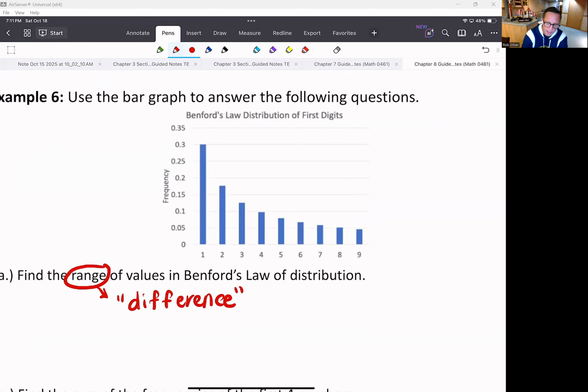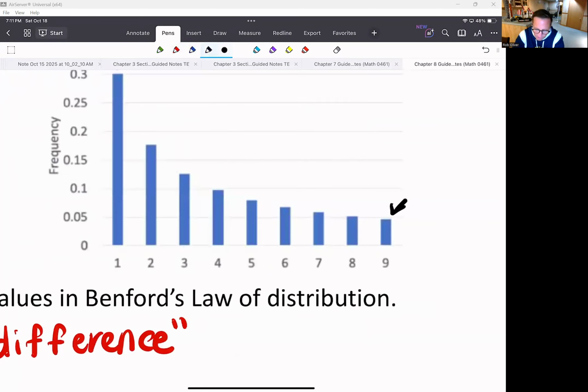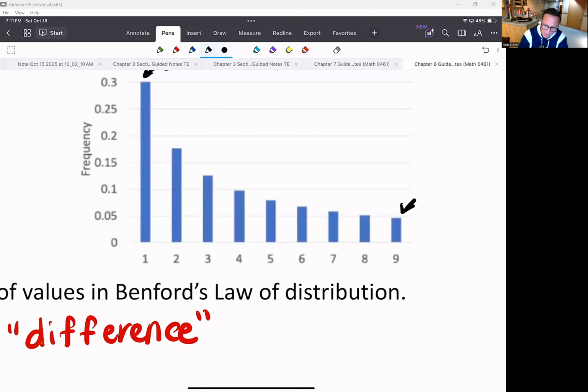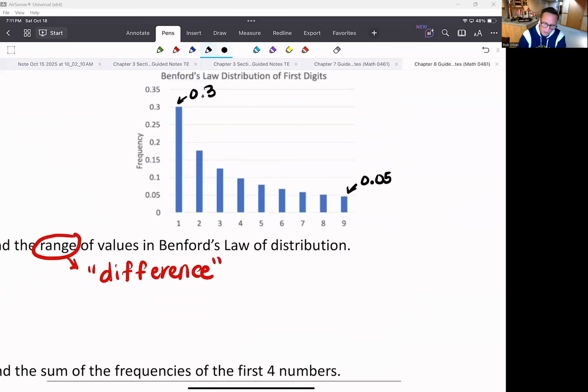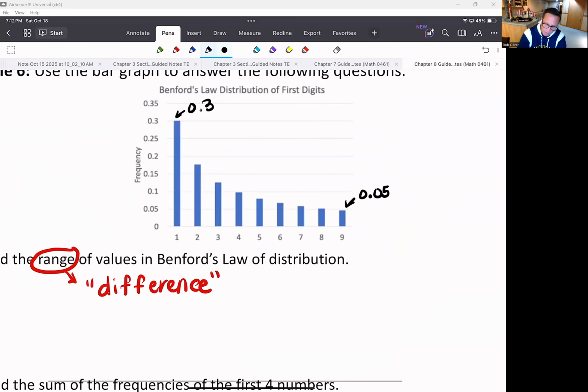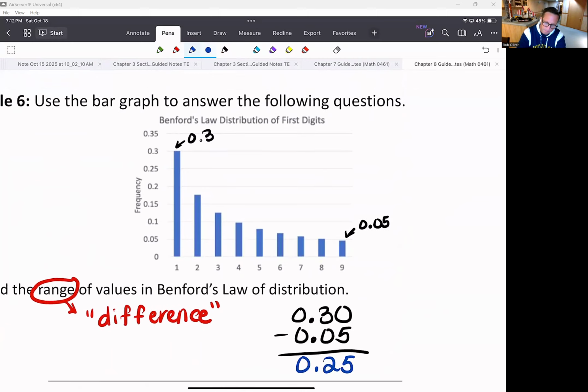When you're finding the range, you take the highest value, and the highest number is 3/10, and the lowest one looks like a little bit below that, but I think we can just call that 0.05 for right now. All right, and subtract. So we're going to do 0.30, I'm going to put a 0 on it, minus 0.05, which is going to be 25/100ths.